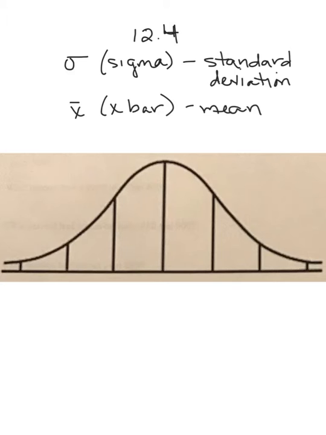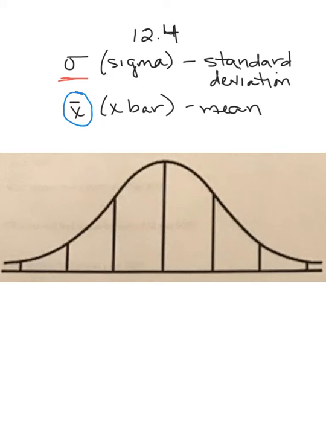But before we get started, we need to talk a little bit about notations. The first thing I want to talk about is this O with the tail off the top of it. That is the lowercase Greek letter sigma, and that is the symbol for standard deviation. Down below, we have this symbol with the X with the line over the top of it, and that is creatively given the name X bar, and that is the symbol for mean.